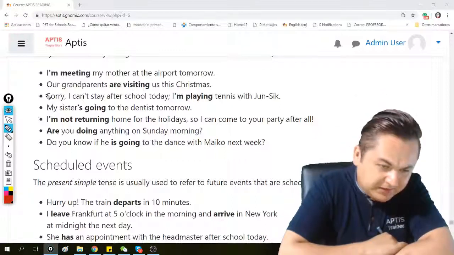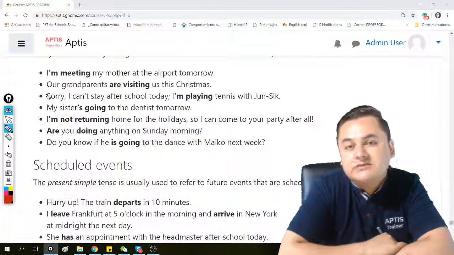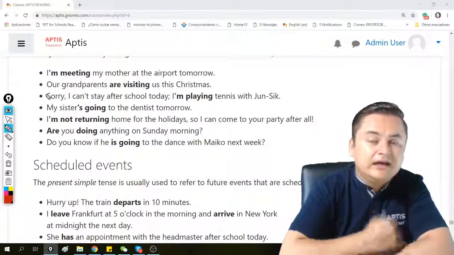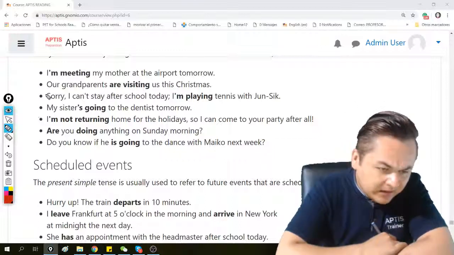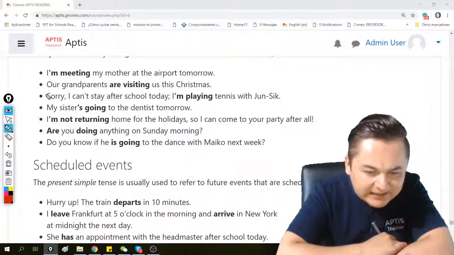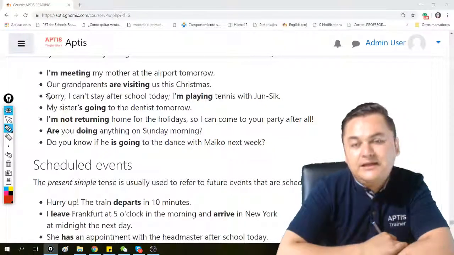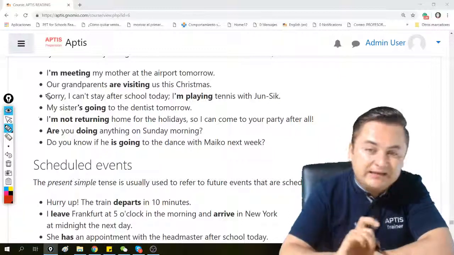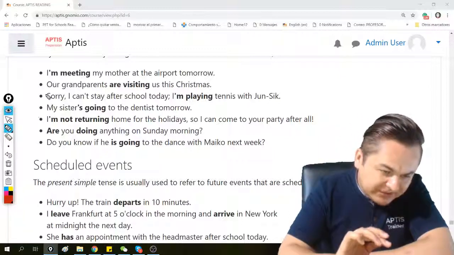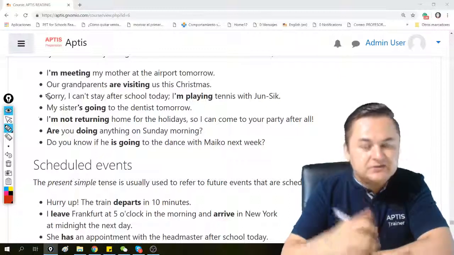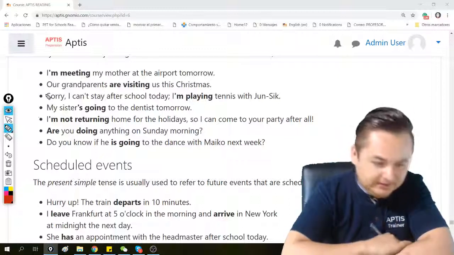Our grandparents are visiting us this Christmas. It means they have called us, we have talked, and now we're waiting for them. Sorry, I can't stay after school today. I'm playing tennis with Jan Sick, meaning probably I talked to this person before and I made the arrangement. My sister is going to the dentist tomorrow. Of course, she talked to somebody else to arrange for that appointment.